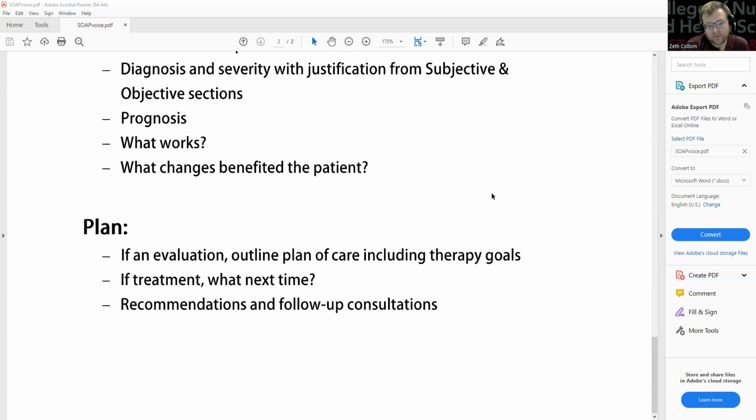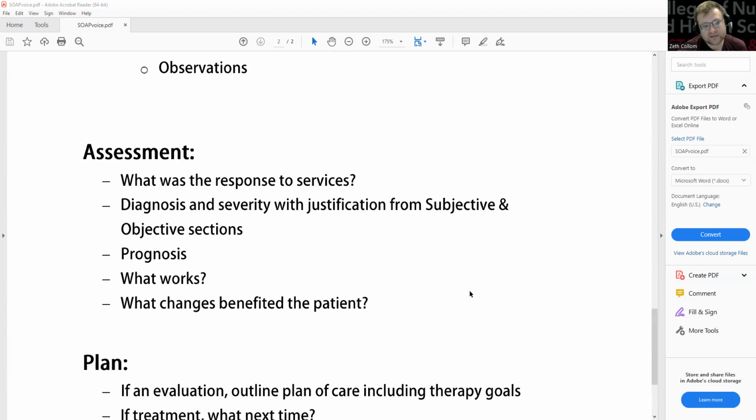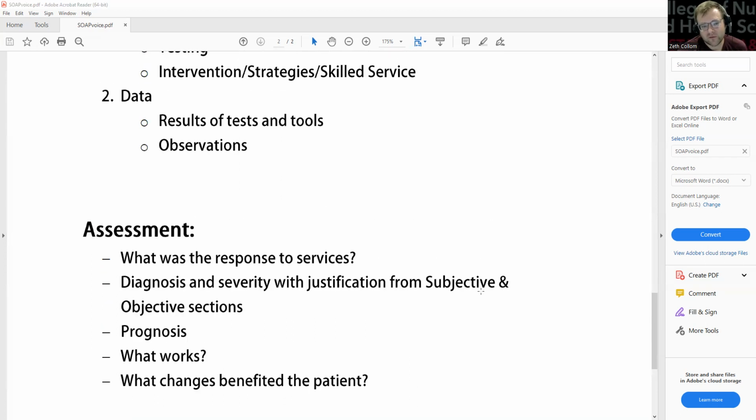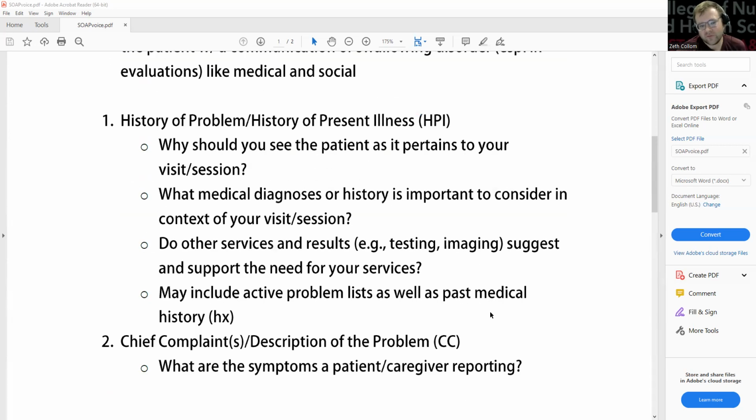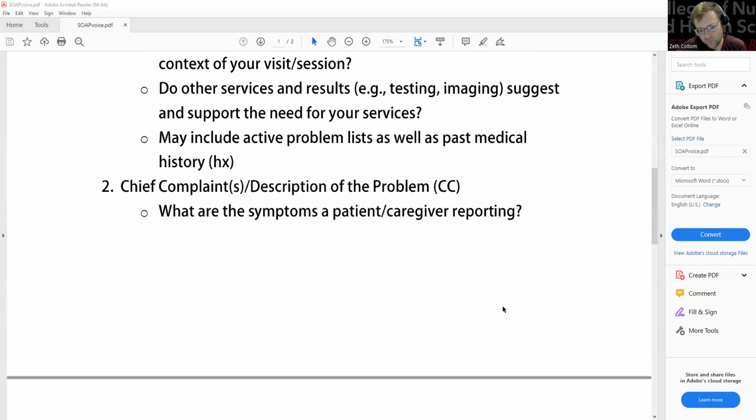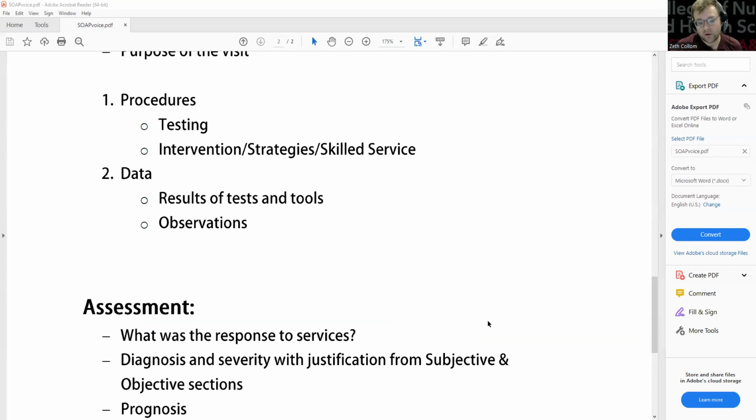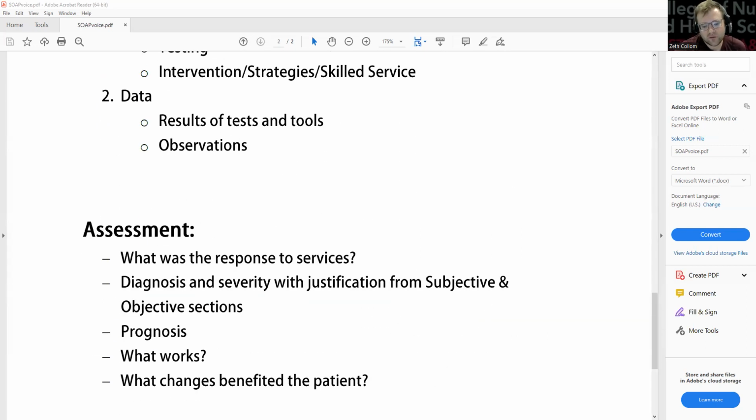And it's also not uncommon to put your recommendations and follow-up consultations in there as well. So again, the plan is pretty A, B, C. Assessment, you want big picture, but it takes the most art to write. Objective, what did you do and what was the data? And then subjective, what is your patient telling you, and who is the patient, who is the person sitting across from you? So to kind of show you and illustrate, I'm going to share my screen again right here.